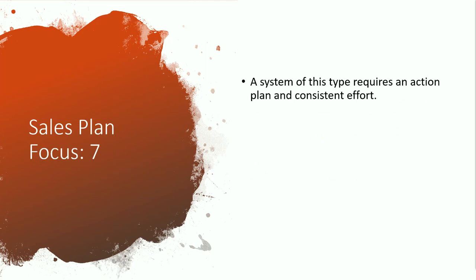A system of this type requires an action plan and consistent effort. Consistency in our game is so critical. That's something that you do every day. The agents that struggle with their daily diary, their pressures, their issues of what they need to do each day, they just can't get consistently into something. And that's why they struggle. And that's where the peaks and valleys of the industry can destroy people.